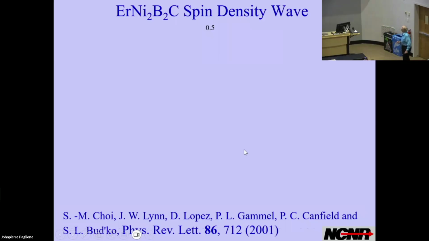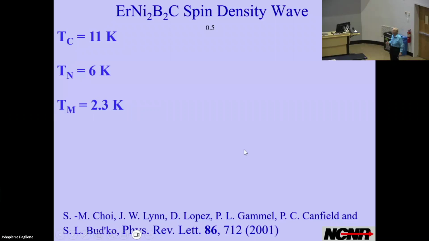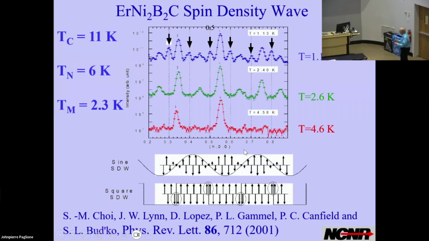Another type of example is this erbium nickel boron carbide. It has a TC of 11 Kelvin, and it goes antiferromagnetic at 6 Kelvin. And then Paul Canfield and collaborators found another transition down at 2.3 Kelvin. And you look at the red curve here at 4.6, you get nice incommensurate magnetic peaks. So this is at roughly 0.55 Q. So it's not 0.5, it's not 1, it's not a quarter, it's some incommensurate value.